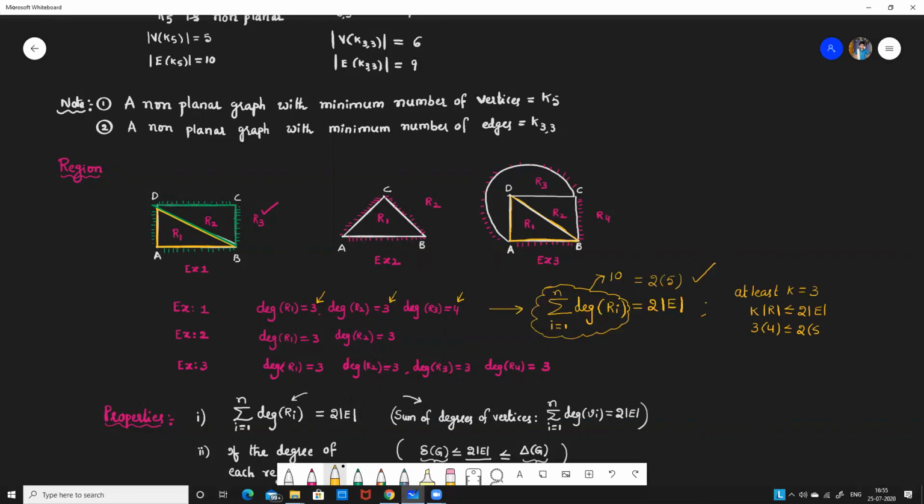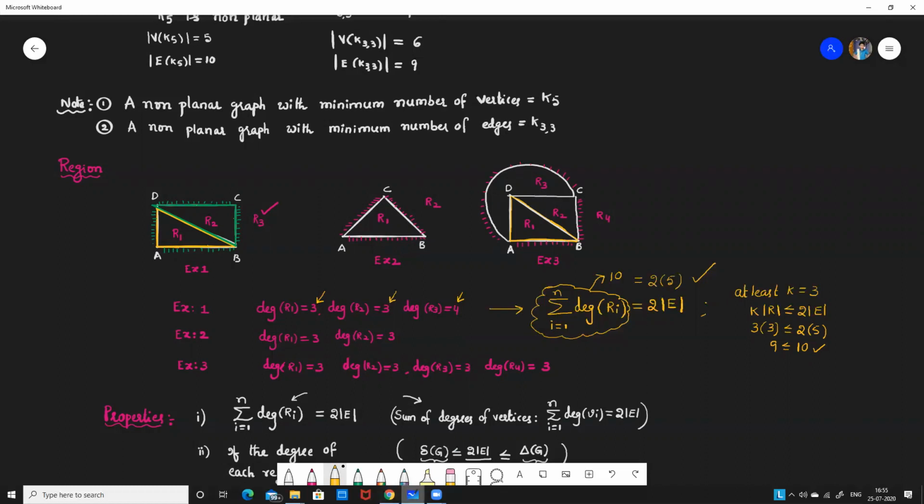Small correction. How many regions are we having? Only 3 regions, right? We have only 3 regions. Let's make it correct. So the number of regions in the first example is 3 regions. Therefore, 3 into 3 less than or equal to 2 into 5, which is correct. 9 less than or equal to 10. This statement is correct. Similarly, in example 1, what is at most? At most degree means 4, because R3 is having degree 4.